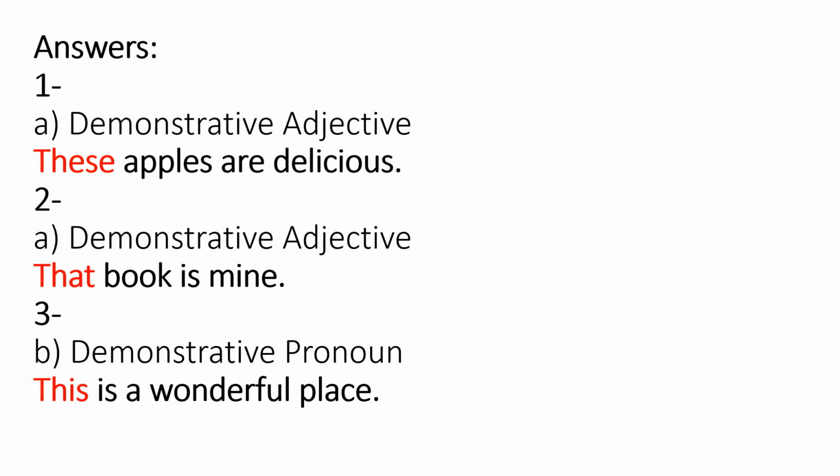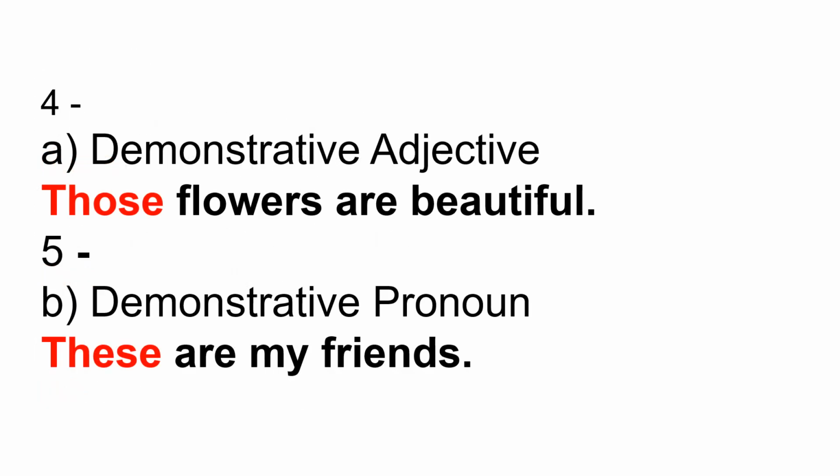3. B. Demonstrative pronoun. This is a wonderful place. 4. A. Demonstrative adjective. Those flowers are beautiful. 5. B. Demonstrative pronoun. These are my friends.